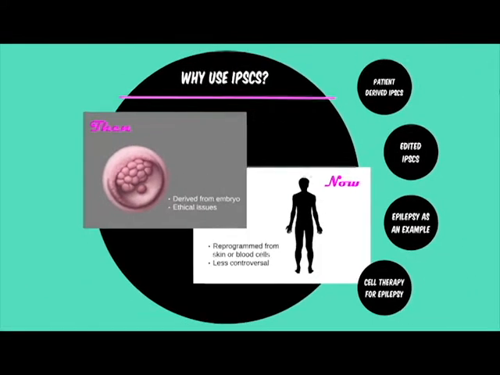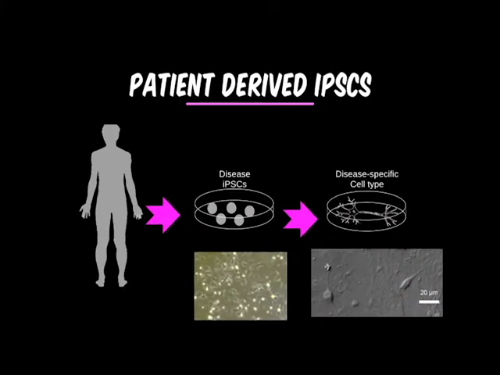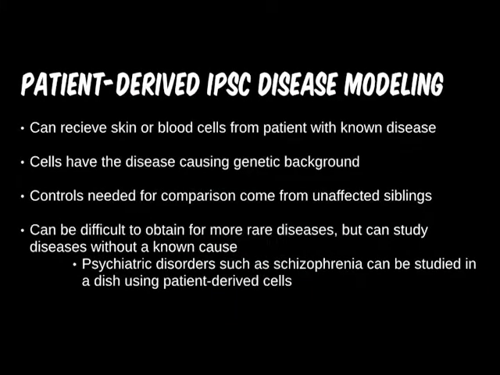One of the common ways iPSCs are used is to get skin or blood cells from a patient with a known disease and then reprogram them back into iPSCs. Then they can be differentiated into disease-specific cell types to study the disease in a dish. These cells have the disease-causing genetic background, and you can get controls from siblings that do not have the disease. Although this is very useful, they can be difficult to obtain for rare diseases. However, they can be used to study diseases without a known genetic cause, such as psychiatric disorders like schizophrenia.